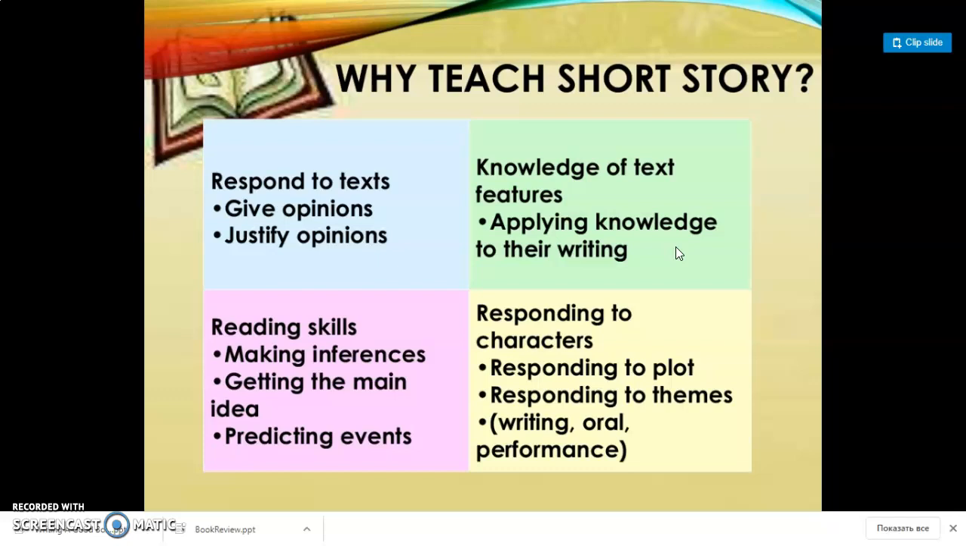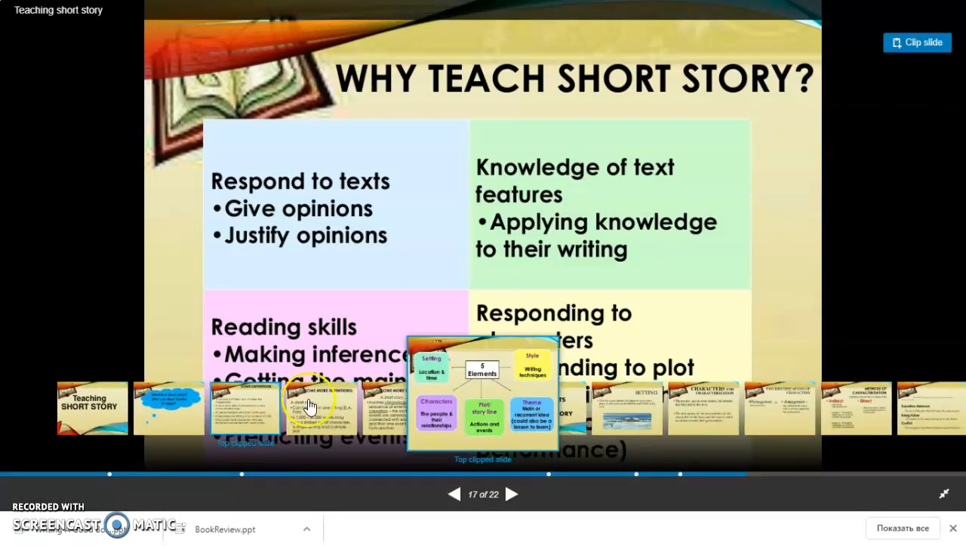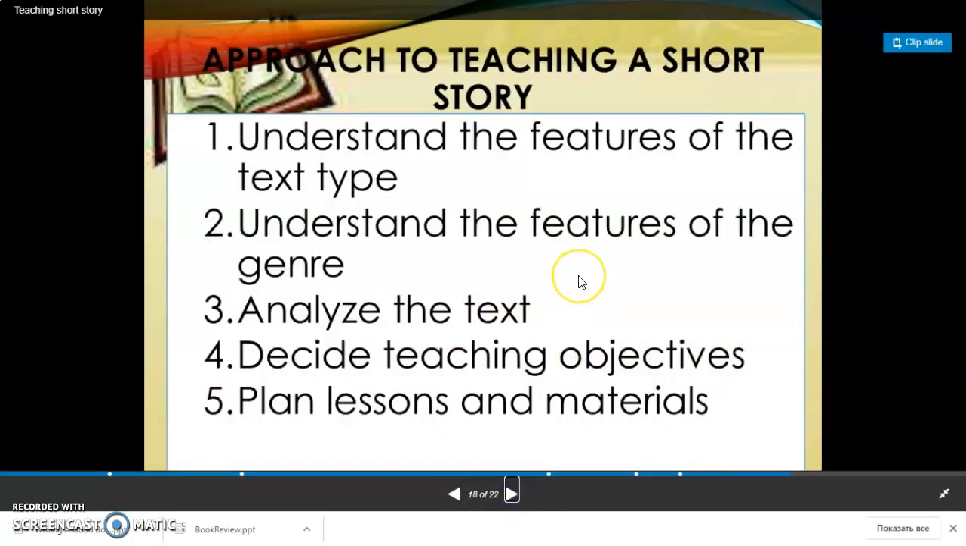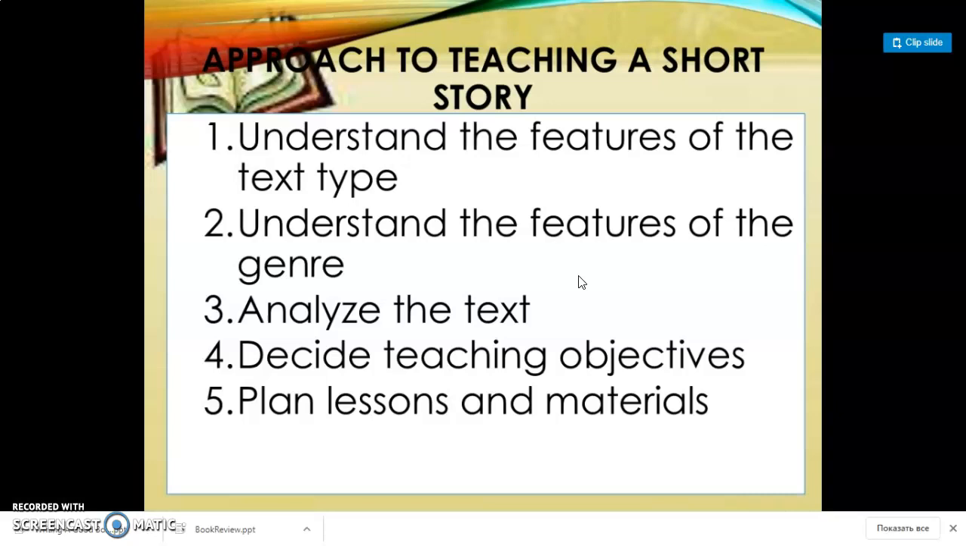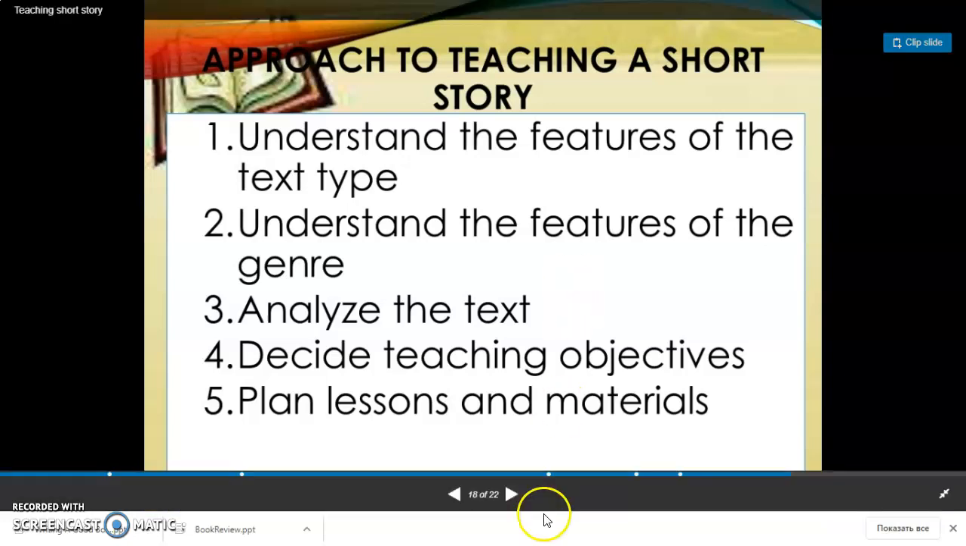Responding to characters, responding to plot, responding to scenes, writing, oral performance. So their attitude: they can improve their critical thinking by reading about the characters. Approach to teaching a short story. Understand the features of the text type, understand the features of the genre, analyze the text, decide teaching objectives, plan lessons and materials.